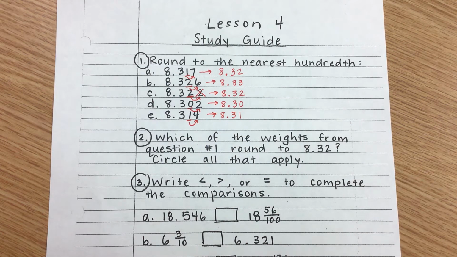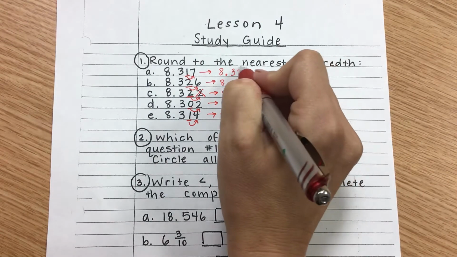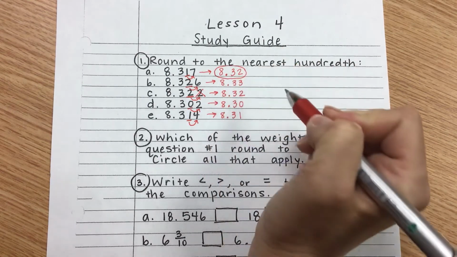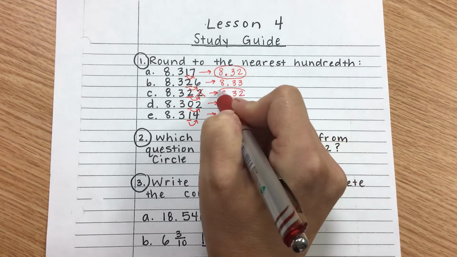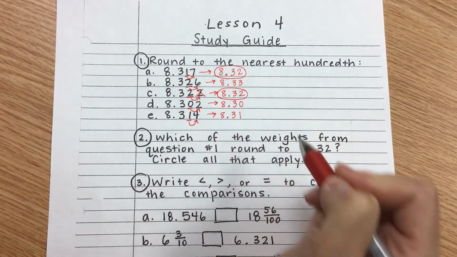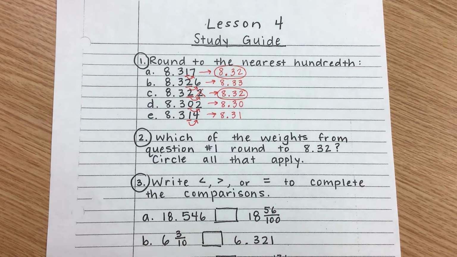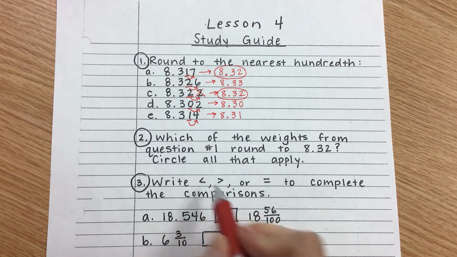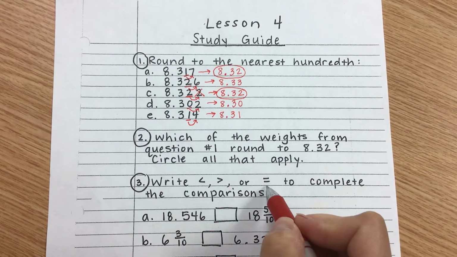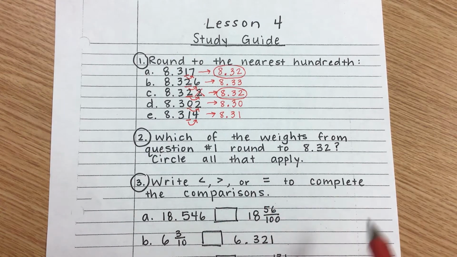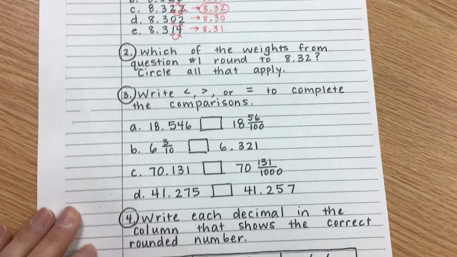Number 2 says, which of the weights from question number 1 round to 8 and 32 hundredths? Circle all that apply. So I have 8 and 32 hundredths here, 8 and 32 hundredths here, and those are my only 2. Number 3 says write less than, greater than, or equal to complete the comparisons.